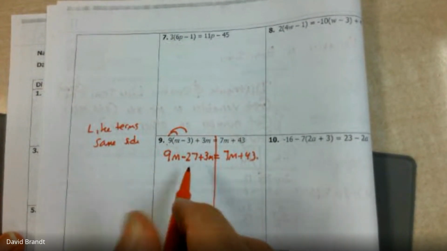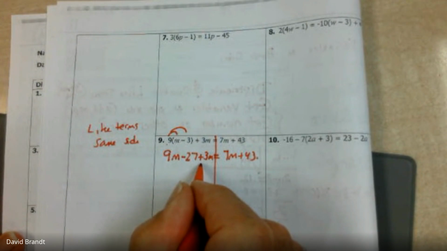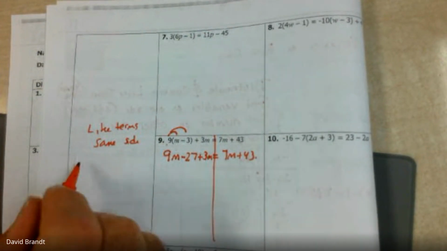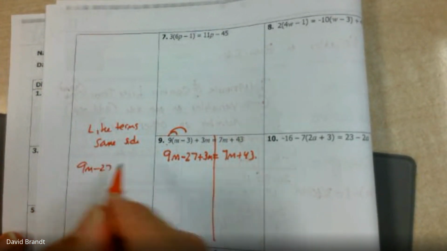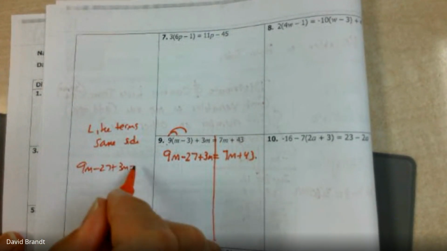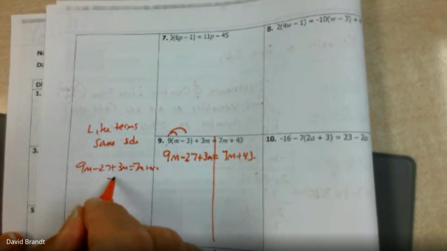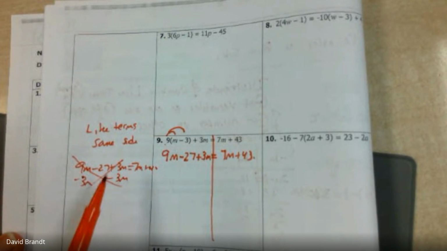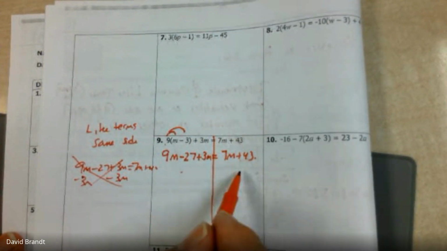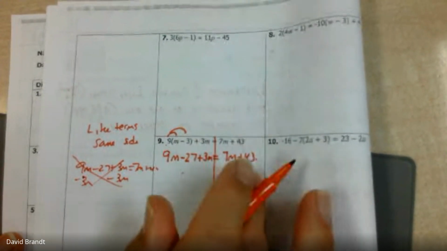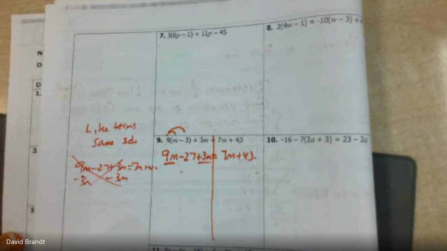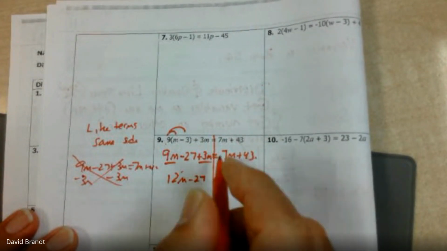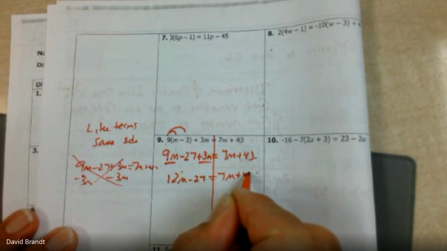Now, you do not do this. Minus 3m, minus 3m, that's not correct. In fact, I'm going to write this down over here and say this is wrong. This is definitely wrong. You don't do this. The reason is because you only do the opposite when on opposite sides of the wall. They are not on opposite sides of the wall, so those are just like terms. You just put them together the way they are. So 12m minus 27 equals 7m plus 43.